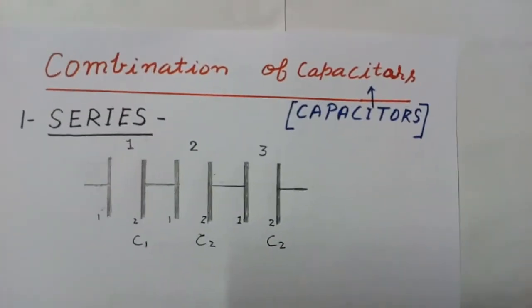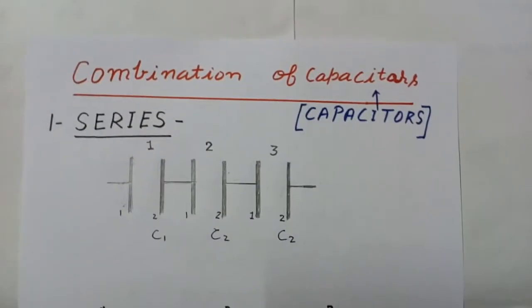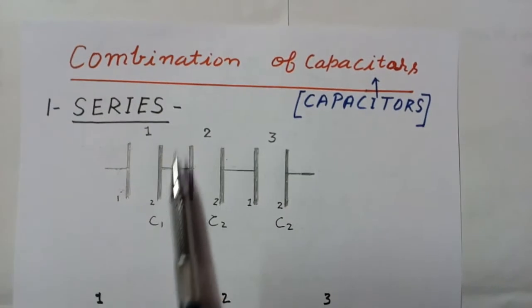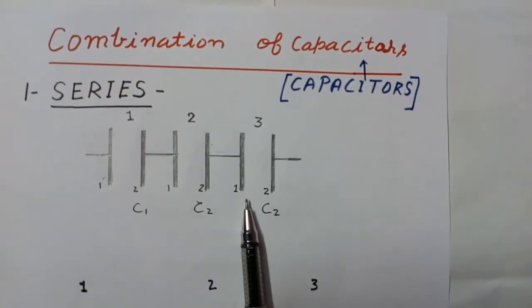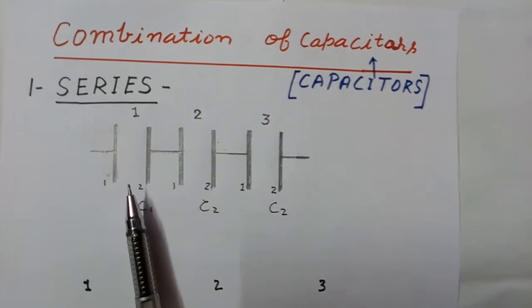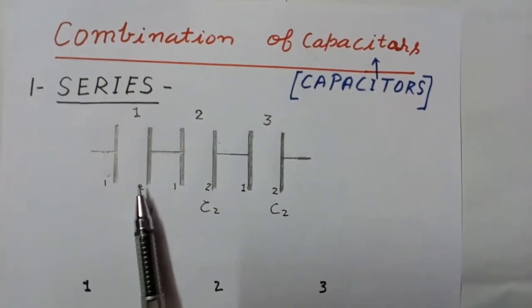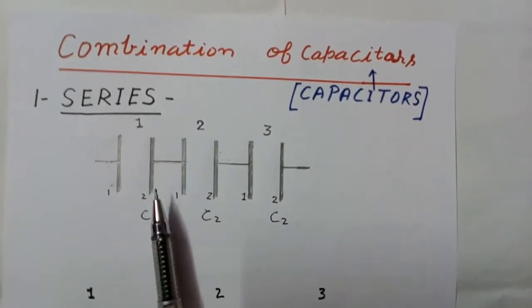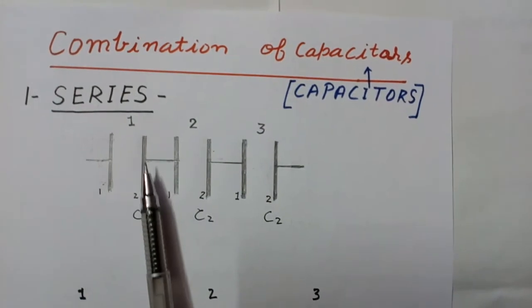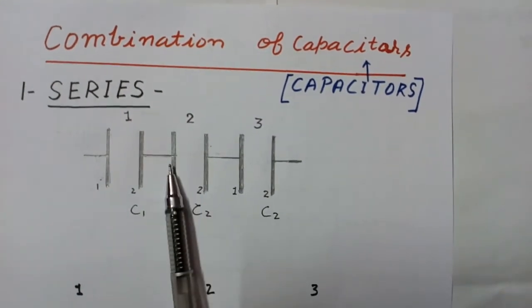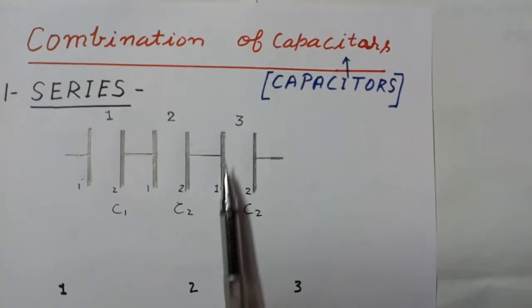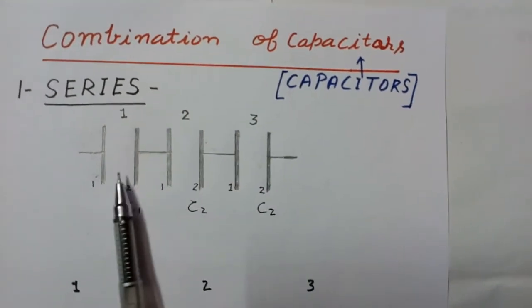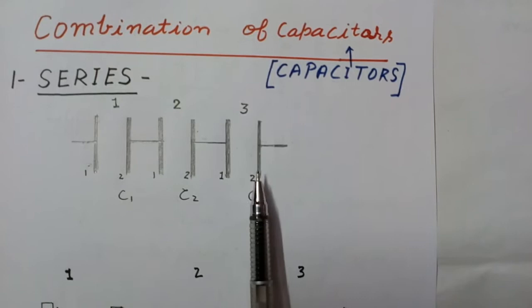Combination of capacitors. First is series combination. Suppose here are three capacitors C1, C2 and C3. We connect them like this. Second plate of first capacitor is connected to first plate of second. Second plate of second capacitor is connected to first plate of third. So this combination is known as series combination.